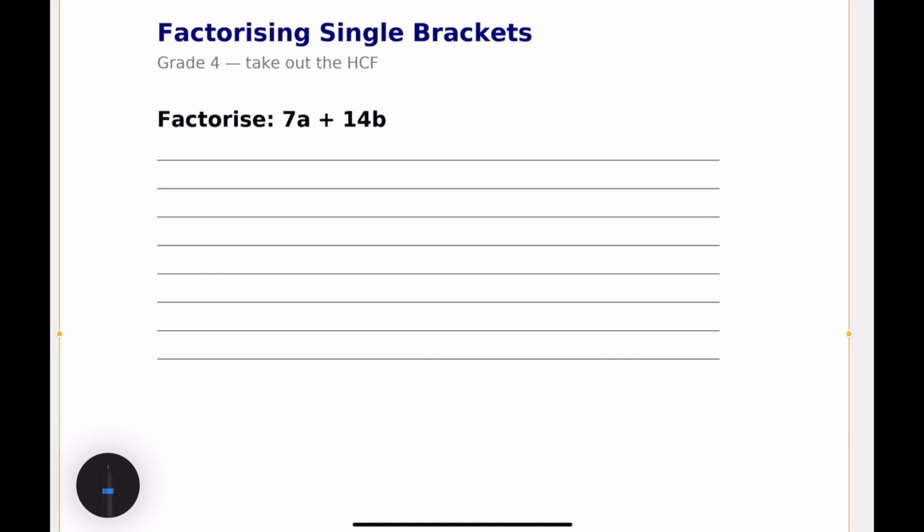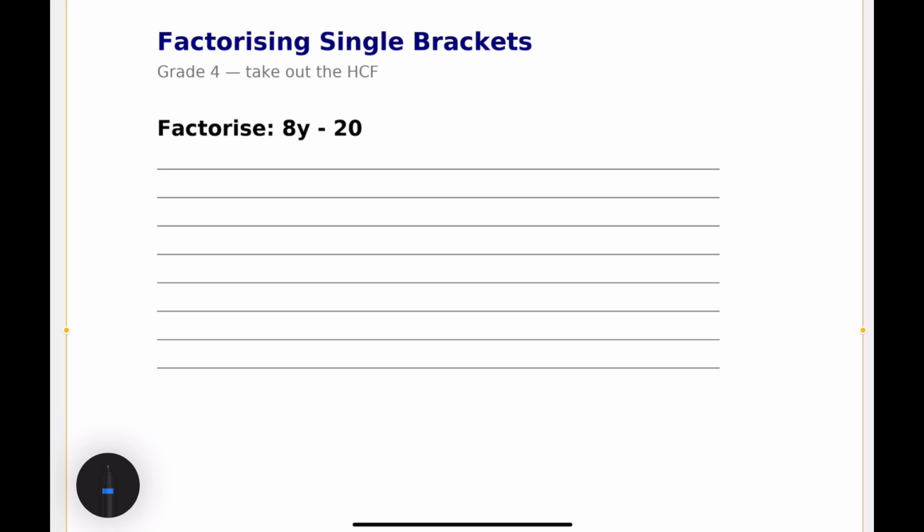Okay, next question. We have 7a plus 14b. So again, let's think about the numbers first. I know that 7 is the highest common factor. Now let's look at the letters. Is a a factor of 14b? No. Is b a factor of 7a? No. So it must be 7 on its own. So we get 7 brackets, and then 7a divided by 7 is going to be a. And 14b divided by 7 is going to be 2b. So we can expand this out to check it. We get 7a plus 14b, and that is correct.